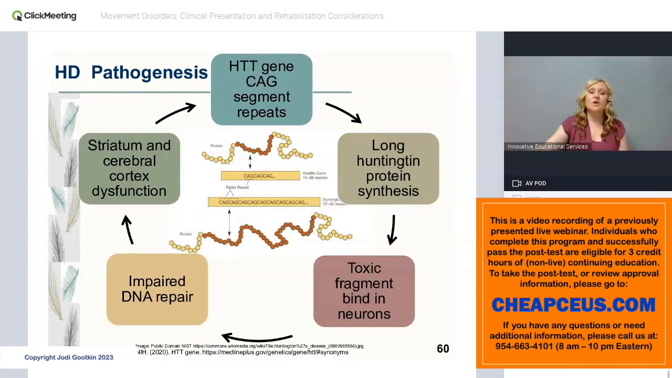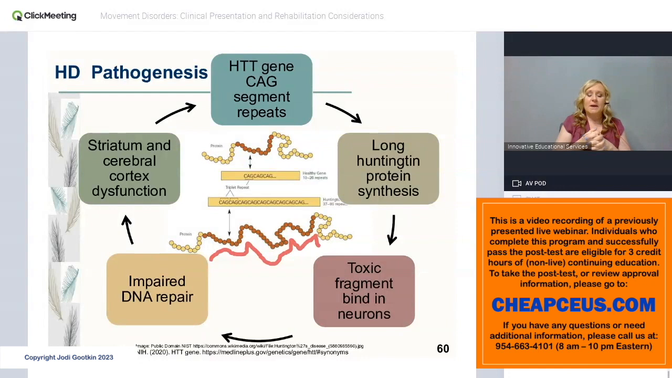So it gives the wrong instructions. It has this really long genetic coding. So it's giving misinstructions to that Huntington protein. So when that protein is made, the protein is abnormal. It's not the right structure.